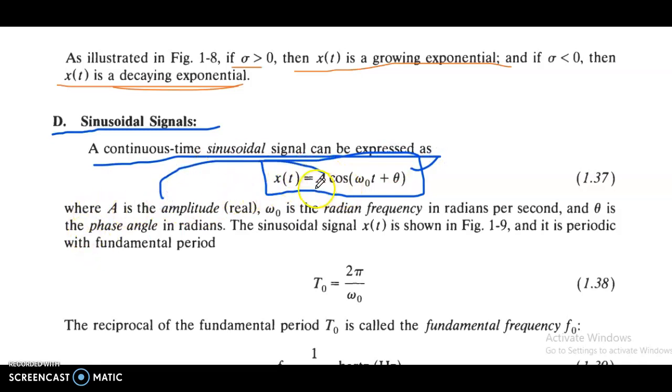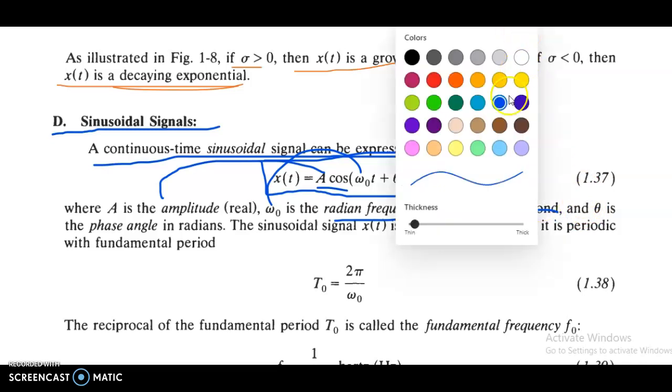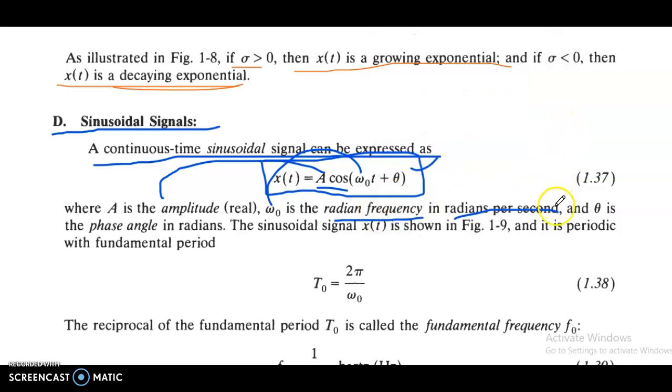amplitude, real. Omega naught is the radian frequency, sorry, this is the omega naught, radian frequency in radians per second, and theta is the phase angle in radians.